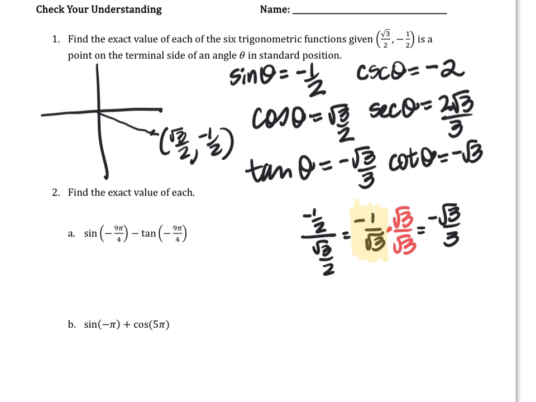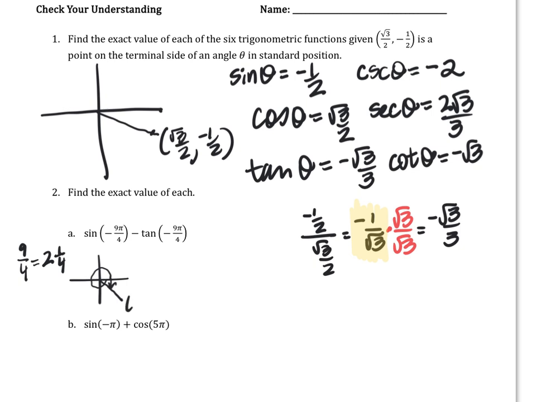So here we have, find the exact value: sine of negative pi over 4 minus tangent of negative 9 pi over 4. First we need to figure out where that is on our unit circle. If I draw negative 9/4, 4 goes into 9 twice, and then there's 1 left. It's negative, so I'm going 2 pi, and then 1/4 of the way. So I'm going to be right here.